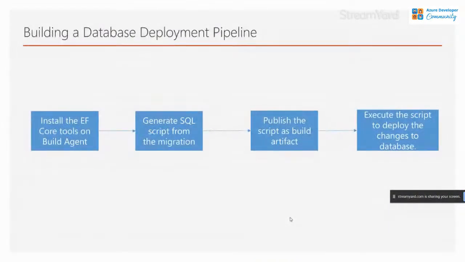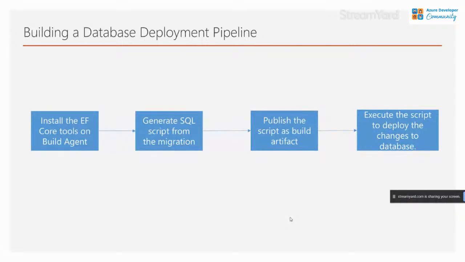Now let's build the database deployment pipeline. To do that, first you need to install the EF tools on the build agent. Then you need to generate the SQL script from the migration and publish it as a build artifact. Finally, execute the script to deploy the changes to the database. This is the way we are building the database deployment pipeline.